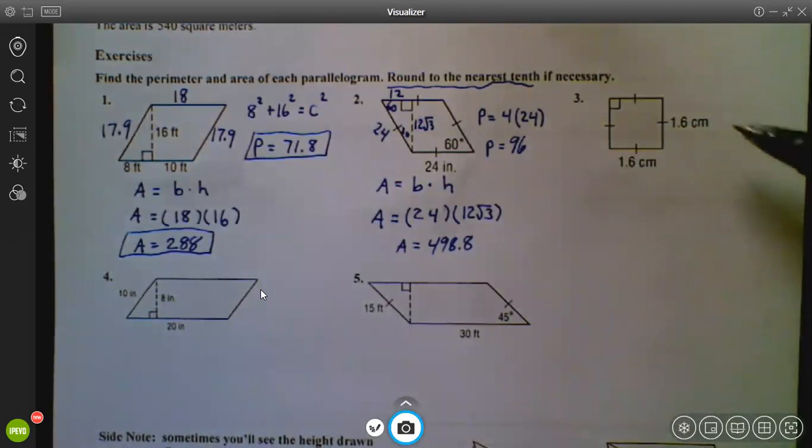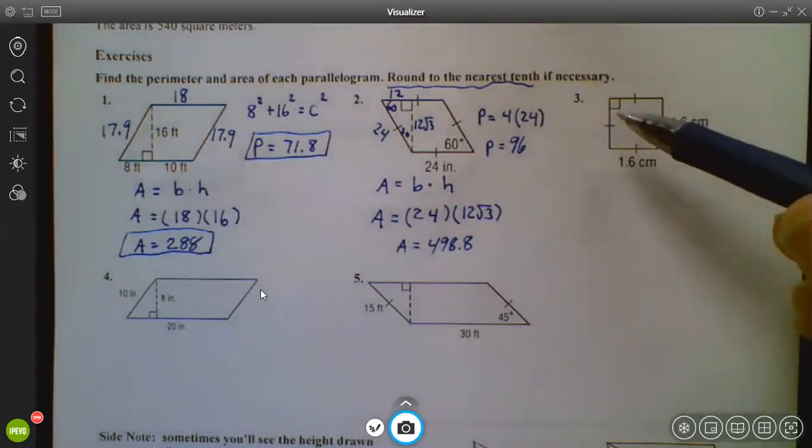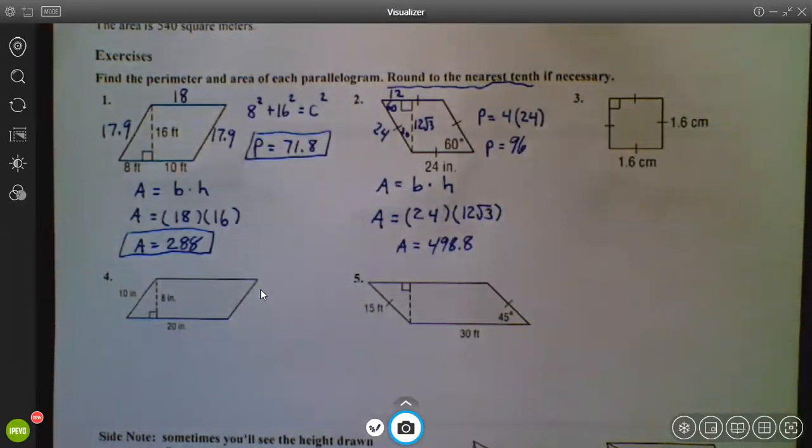Guys, when you look at number 3, obviously all 4 sides are equal and we have right angles. What kind of a shape would it have to be if it's right angles with all 4 sides equal? It's got to be a square, right? So squares are simply a type of parallelogram. Parallelogram is a broad category and there are multiple types of parallelograms. A square is one of them.